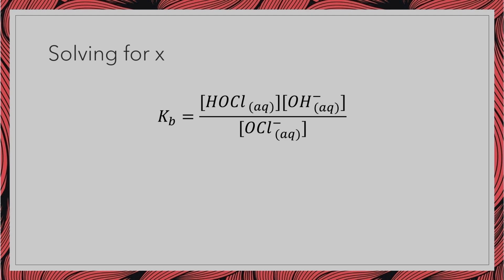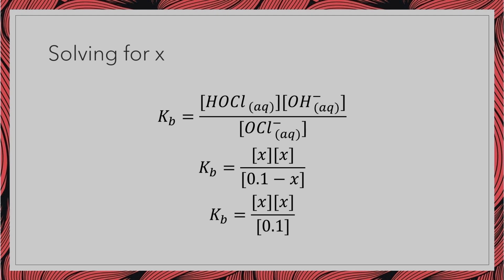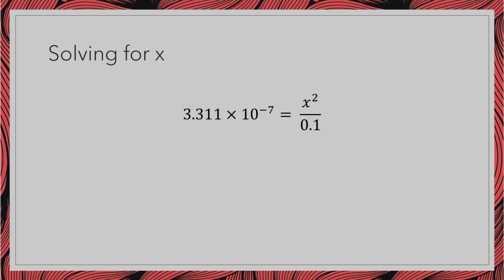So doing our Kb, so HOCl times OH minus over OCl minus. So X times X over 0.1 minus X. Apply the assumption, because again, we don't need to use it. Gives us that. And then X squared over 0.1 equals our Kb value. X squared equals 3.311 times 10 to the negative 8. And X equals 1.82 times 10 to the negative 4.